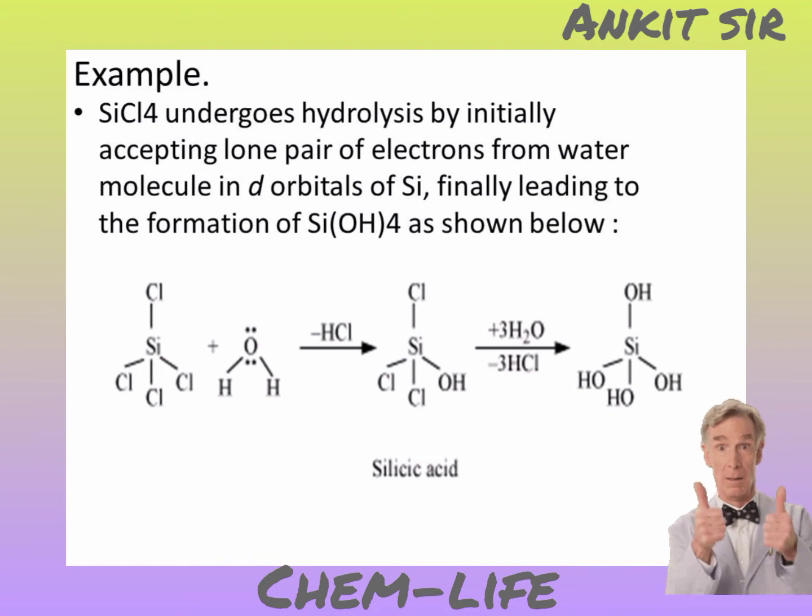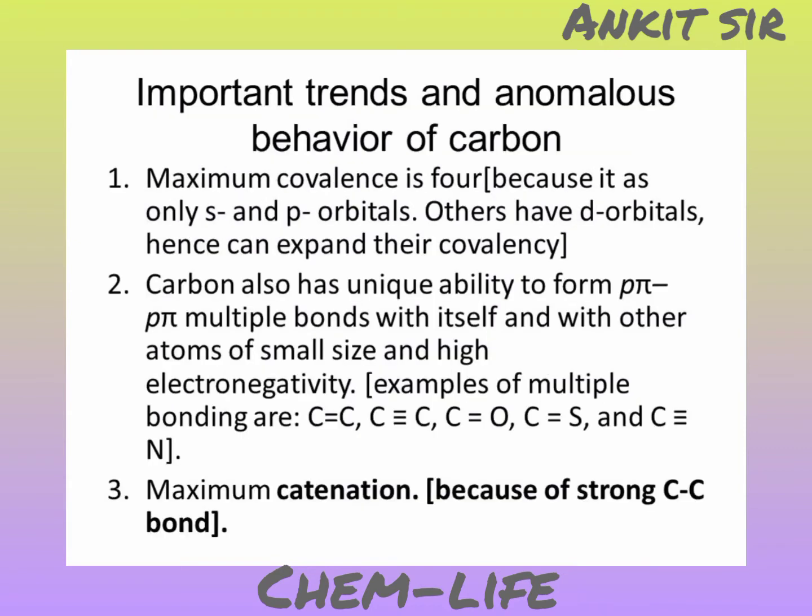Example, SiCl4 undergoes hydrolysis, initially accepting a lone pair of electrons from a water molecule in the d orbital of silicon, finally leading to the formation of Si(OH)4, which is known as silicic acid. So it is easily hydrolyzed. Only CCl4 is an exception, which cannot be easily hydrolyzed, but SiCl4, PbCl4 and other elements of group 14 are easily hydrolyzed and form acidic solutions.